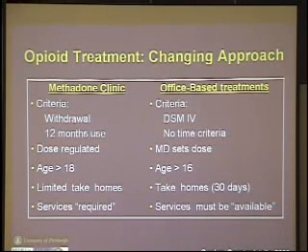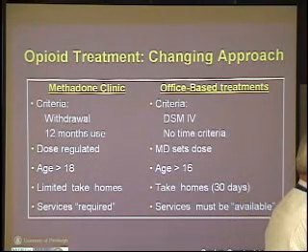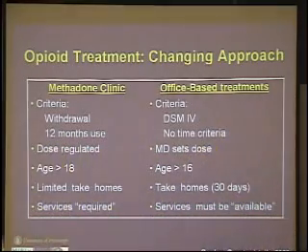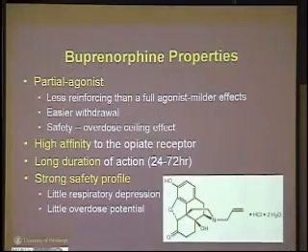Okay. So generally, the MD sets the dose, just like we would do for hypertensive medications or depression medications. The age generally is over the age of 16. Take-homes are allowed. You can basically provide buprenorphine just like any other medication. And services generally are required to be available in order to prescribe buprenorphine in office-based settings.